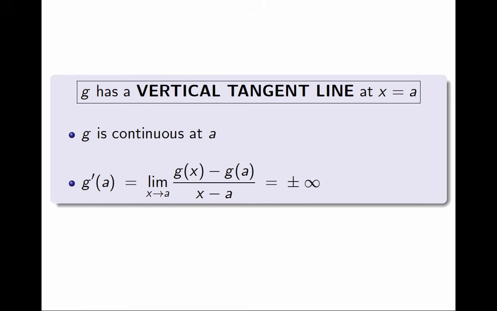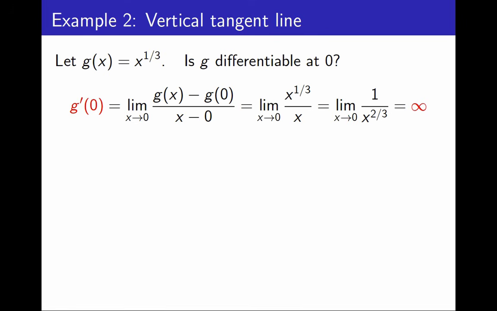More generally, I will say that a function has a vertical tangent line at a point a when the function is continuous at a and the derivative at a, computed from its definition as a limit, is plus or minus infinity. In the example it was plus infinity, but minus infinity could also produce a vertical tangent line. We are not done yet. There is a little bit more to add to the concept of vertical tangent line. Let's go back to the example.